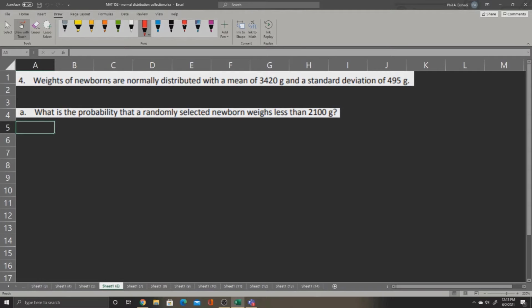First, let's look at the relevant information in this problem, and let's collect all of the things that could help us solve it. First, we are told that this is normally distributed, which means most likely we'll be using some form of either Norm.dist or norm inverse. We are also given that the mean is 3,420. That will be useful. And the standard deviation is 495 grams. That will also be useful. So really our main task is to decide between Norm.dist or norm inverse.